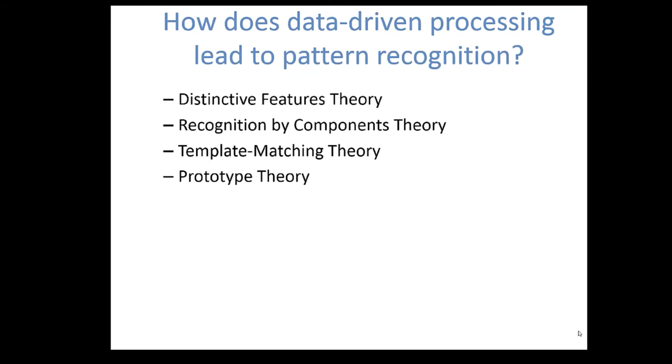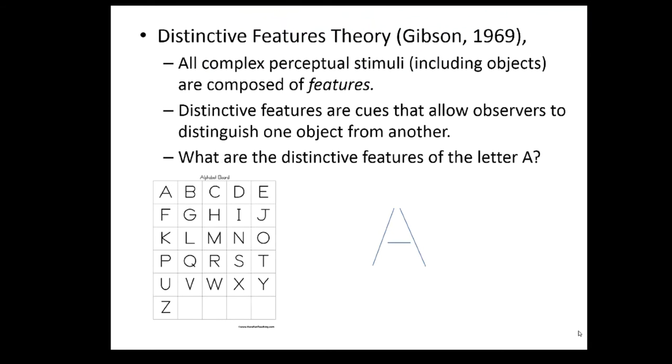Luckily for us, the names of these theories will be very helpful because they are nice descriptive names of how the theories work. So we're going to start off with distinctive features theory. This was developed by Gibson in 1969. And again, look at the name, distinctive features. And it basically says that all complex perceptual stimuli, including objects, are composed of features. Distinctive features are cues that allow observers to distinguish one object from another.